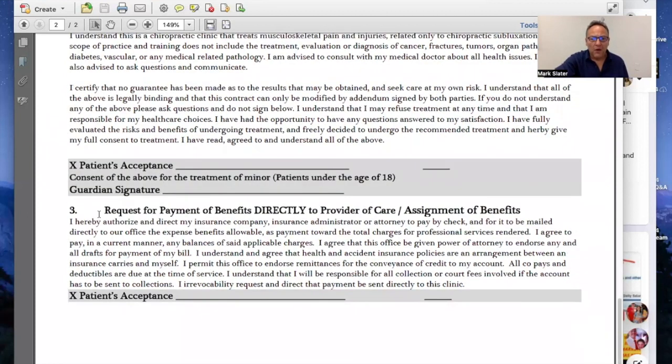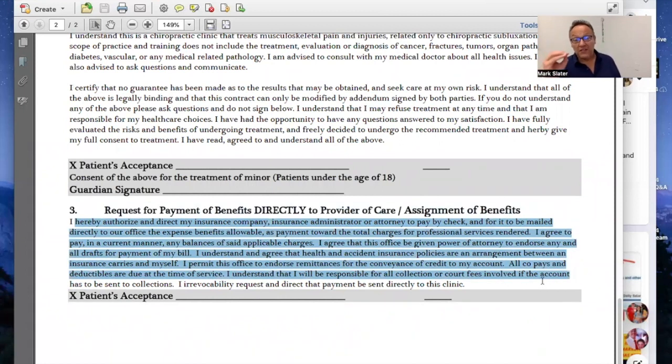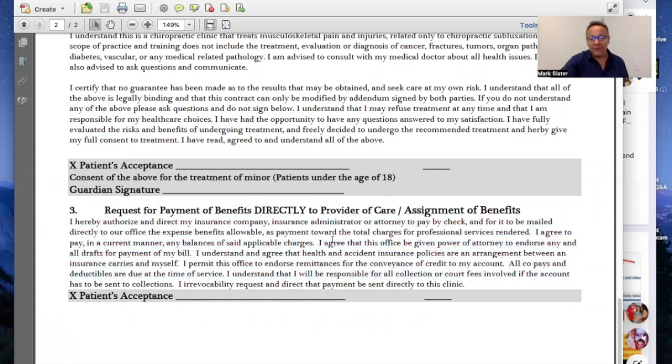This is a good one. This is a good paragraph here, because here is really the assignment of benefits. You're requesting the insurance company and the attorney to pay proceeds directly to you, the provider. And you agree that this office, meaning your office, be given power of attorney to endorse any and all drafts for payment of my bill. So even if the insurance company does a scumbag move and addresses the check to the patient, you have power of attorney. You don't need to chase down the patient to sign the check.